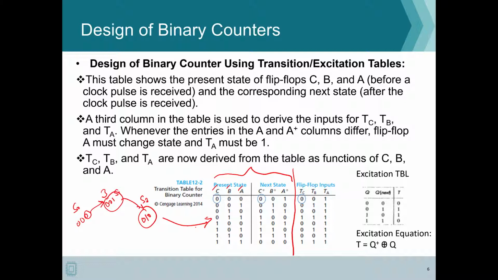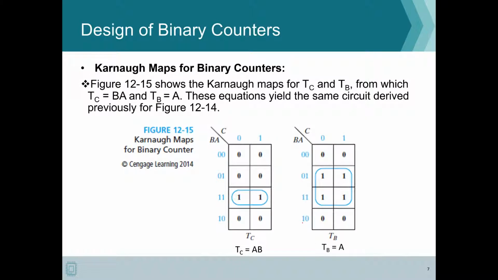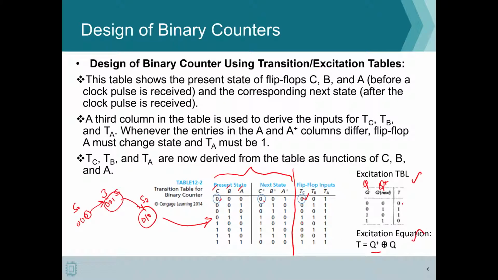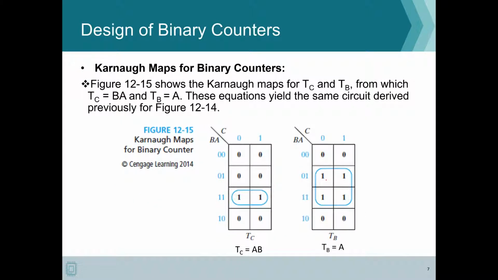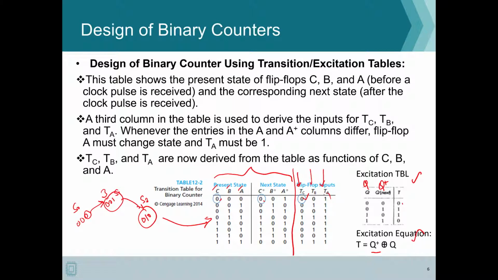Once you have this table, we use the excitation table or the excitation equation. Here you can see C plus, you look it up. In this case, this is basically a generic Q and Q plus. And then we can see that for 0, 0, T should have been 0. Or you can simply apply the equation here, 0 XOR 0 will give you 0, and you create this table. Once we create this table, we are going to solve for the equations for these 3. So you can see here, for TA, you have nothing but 1s.